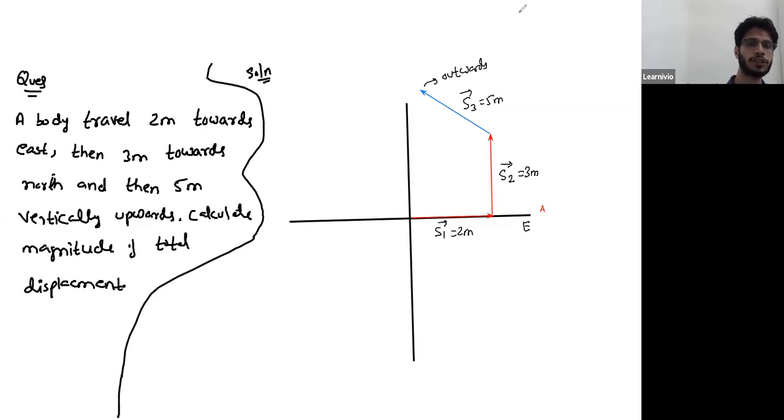Can you tell me, what's the pattern of all these three vectors? Are they in the same order or opposite order? Just check S1 and S2. In S1 and S2, head and tail coincide, so these vectors are in the same order. Here, S2 and S3, head and tail coincide, so again they are in the same order. So all these vectors are in the same order.